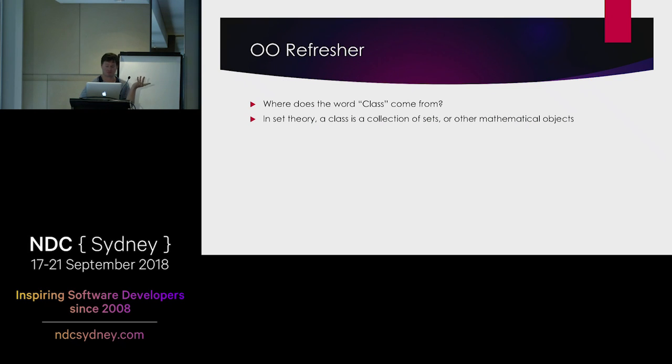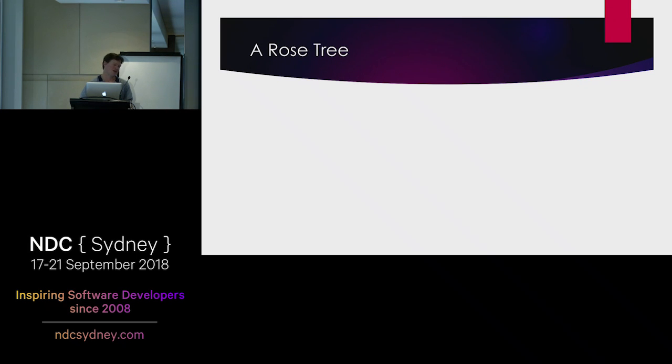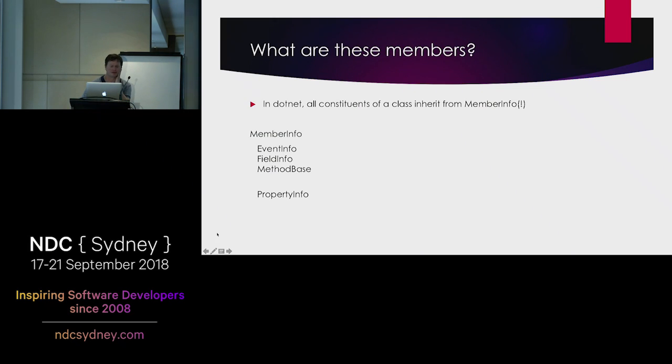So classes, basically, it's associated with set theory, basically a collection of things. What are the things? Analogous to a rose tree, which, if you're computer scientists, we're all probably professional programmers. So a binary tree, you've got a left and a right side, you traverse the tree. A rose tree is just something with many members, and then at each node you can branch off.